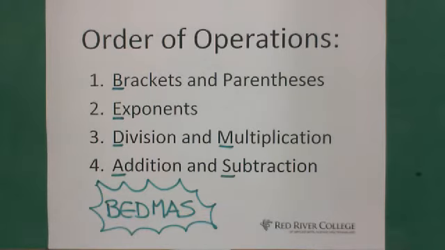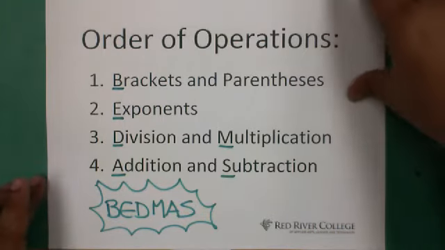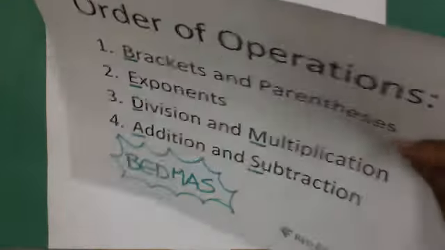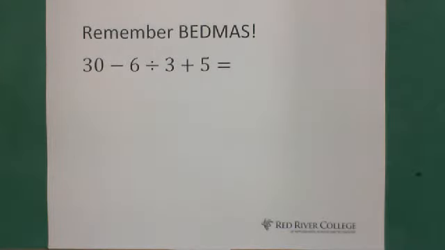So remember the order of operations. You have to do your brackets, then exponents, then division and multiplication together, then addition and subtraction. In each of these levels, you do them from left to right. So let's try applying it to a question. I'd like you to pause the video now and try it for yourself.